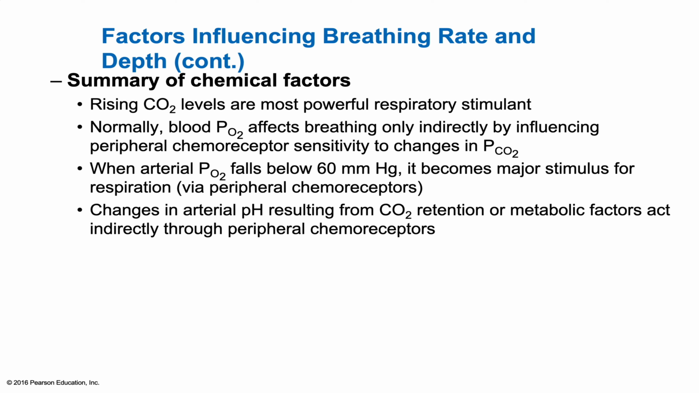Changes in arterial pH due to carbon dioxide retention or metabolic factors act through the peripheral chemoreceptors. The resulting changes in ventilation in turn modify arterial carbon dioxide and pH. But keep in mind, arterial pH does not influence the central chemoreceptors directly.